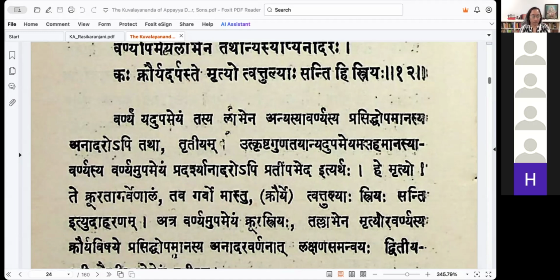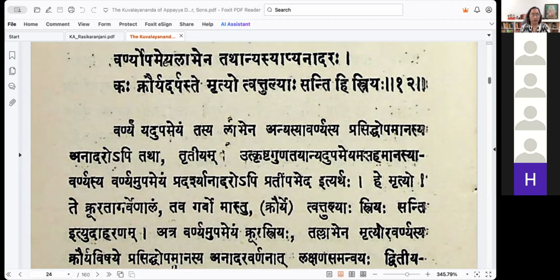Varnye yat upameyam tasya. Varnyam yat upameyam. So we are trying to do a nirvachanam for the shloka here. So varnya upameya labhena. Varnyam yat upameyam tasya labhena अन्यस्य अवर्णस्य प्रसिद्ध उपमानस्य अनादरः अपि तथा तृतीयं प्रतीपम्. So varnyam yat upameyam, that which has to be described is your upameya. Tasya labhena, because I have gotten the upameya. Anyasya avarnyasya, which is the upamanam, prasiddha upamanam. Tasya anadaraha atra drishyate. So this is the third variety of Pratīpa.